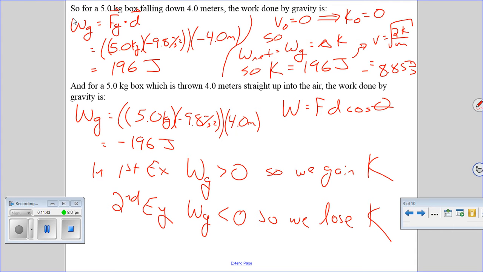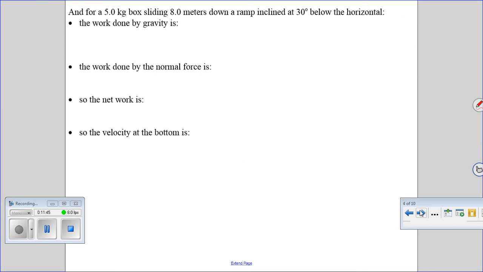All right, now. This time, instead of having the object just drop down 4 meters, we're going to have it go down a slide. It's still going to go down 4 meters, but it's going to go down a slide. So if you want, off to the side, it might be worth your while to make a little drawing. Here's our ramp. It's inclined at an angle of 30 degrees. It's 8 meters long. If you do the trig, this guy ends up being 4 meters.